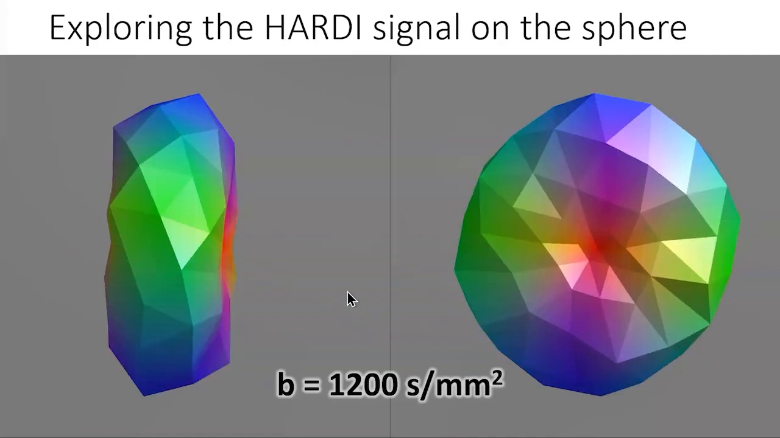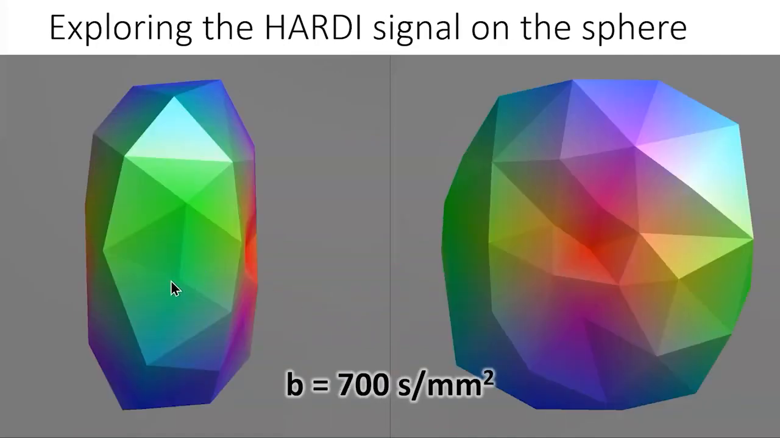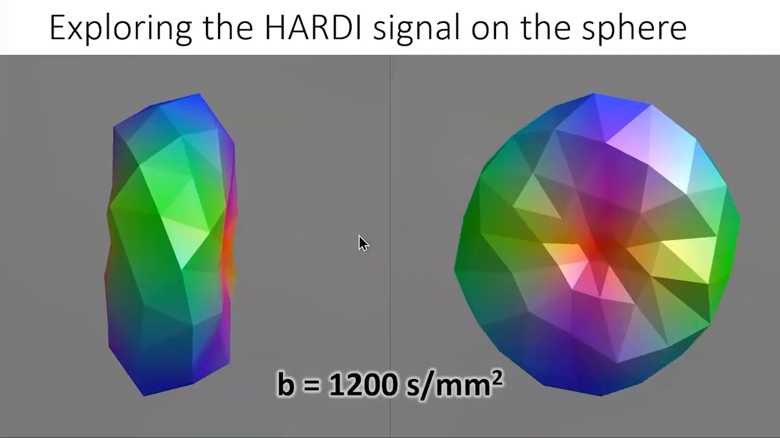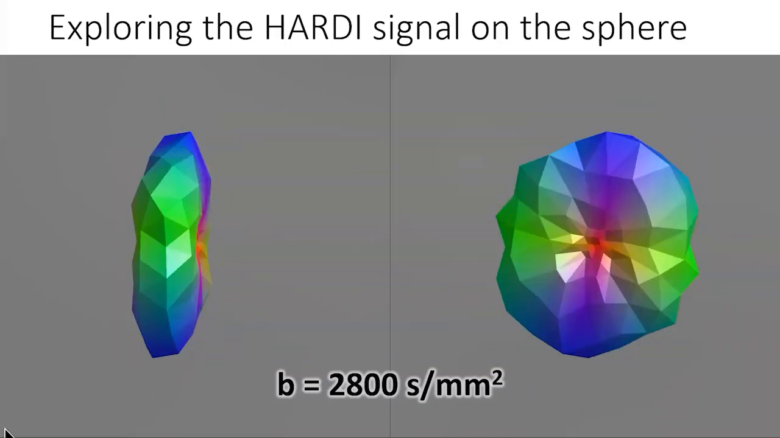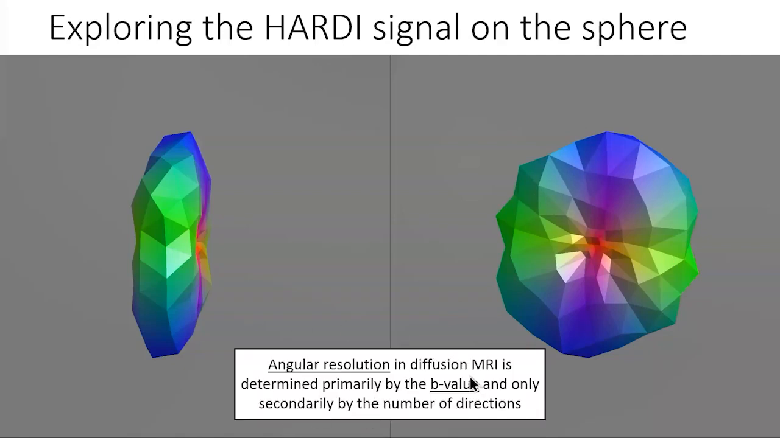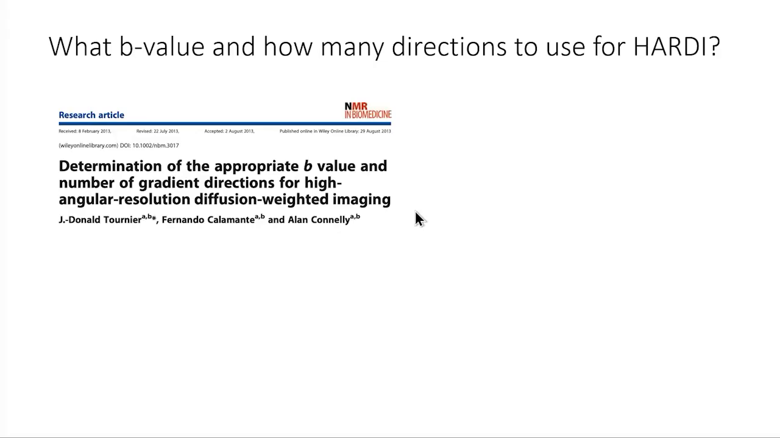If we then move to lower and lower B values, we can see that the mean signal intensity increases, but more importantly, these signal profiles also become a lot fatter. So you'll be losing angular resolution. And if we go back to higher B values, we again get these nice and sharp signal profiles. So this tells you that angular resolution in diffusion MRI is determined primarily by the B value and only secondarily by the number of directions in your experiment.